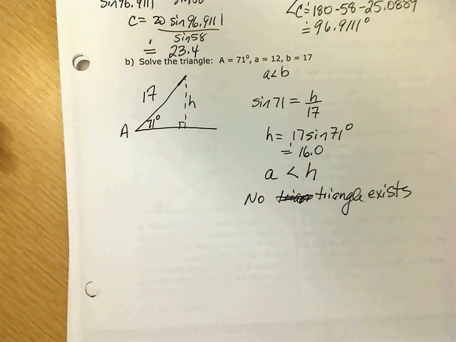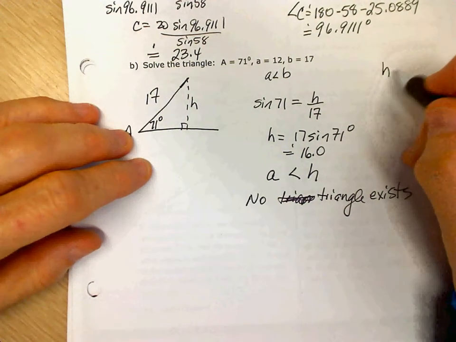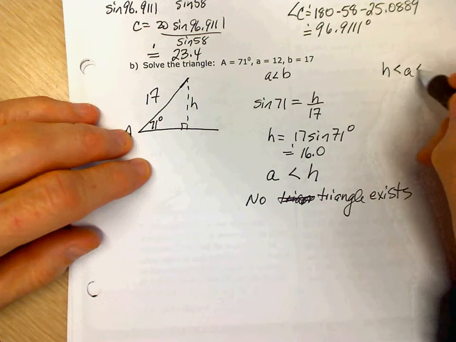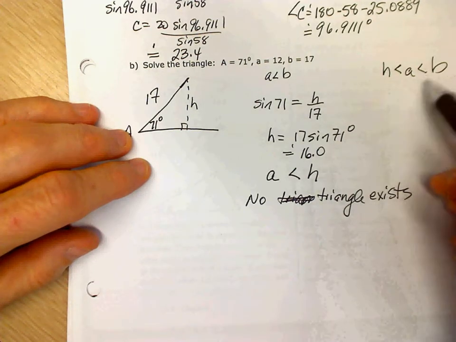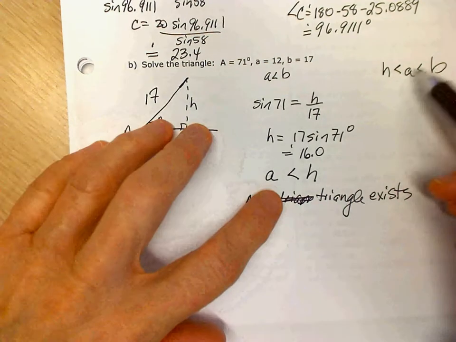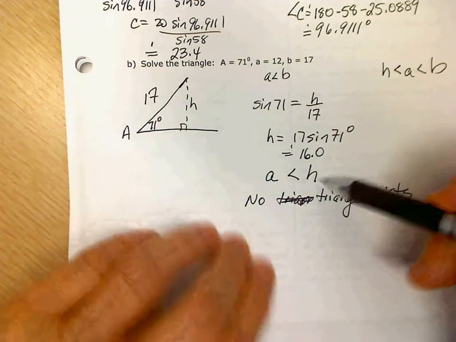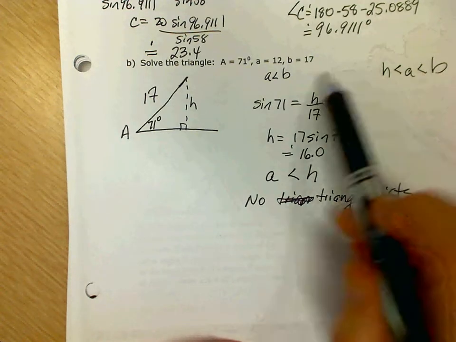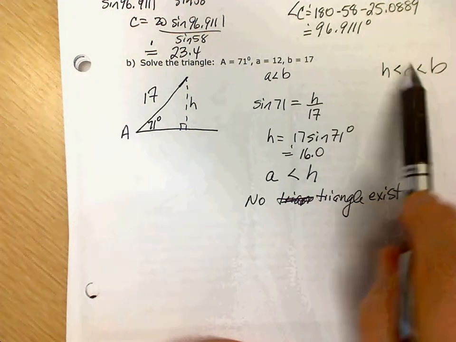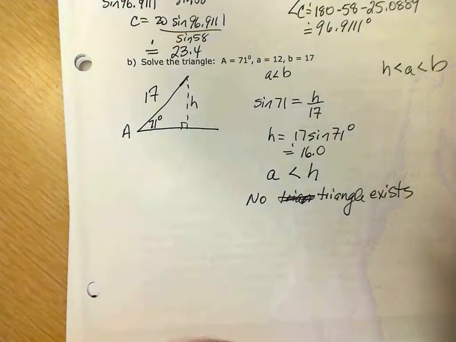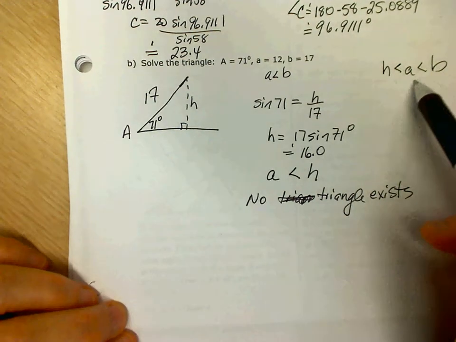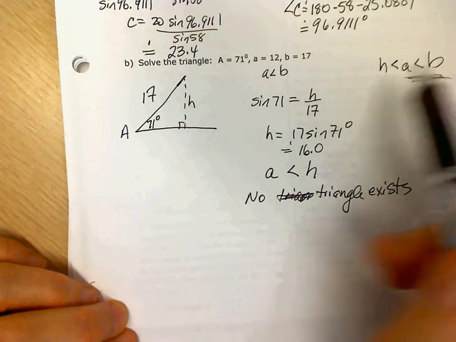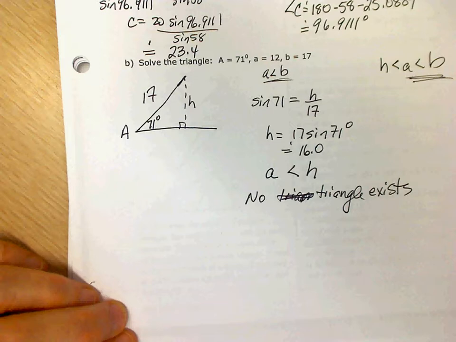Well, if H is less than A, we don't know if it's this case or this case. We just don't know yet. That would be two triangles, two solutions. See, here A is less than B, here A is less than B. Yep.